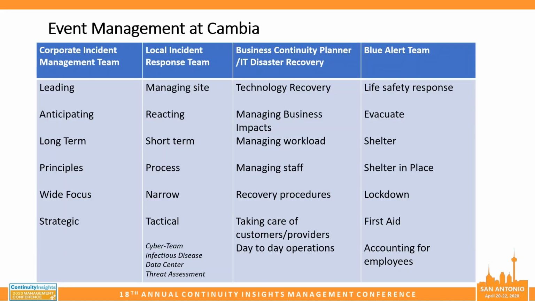So here's the way we've structured our teams at Cambia. I'm going to start with the team on the very far right. This is called our Blue Alert team. We are a Blue Cross Blue Shield plan in 4 states, and so we call them our Blue Alert team. And this is our life safety team.